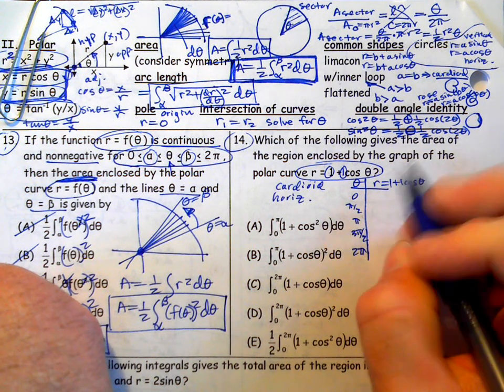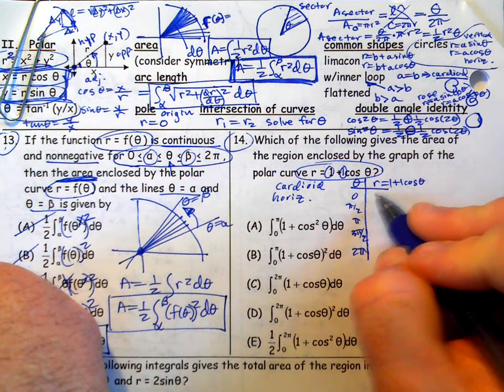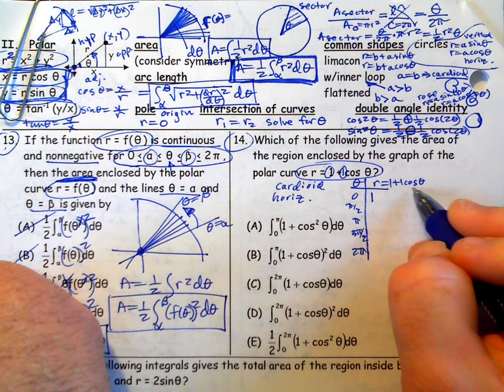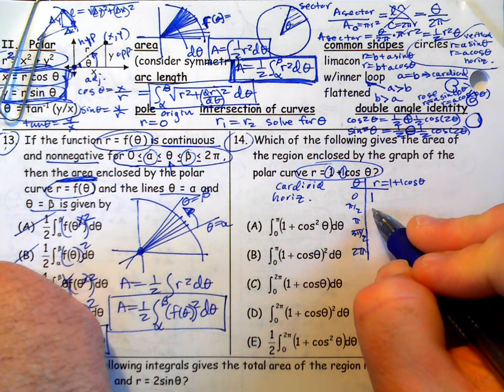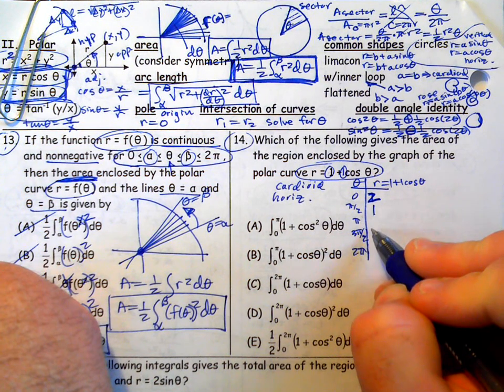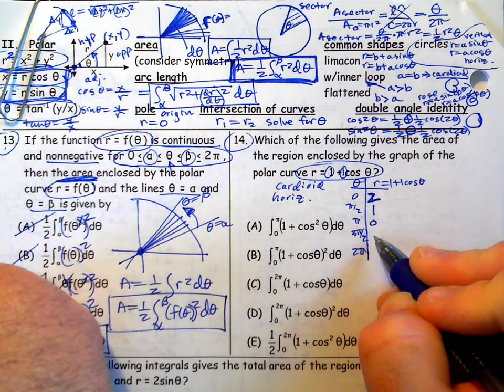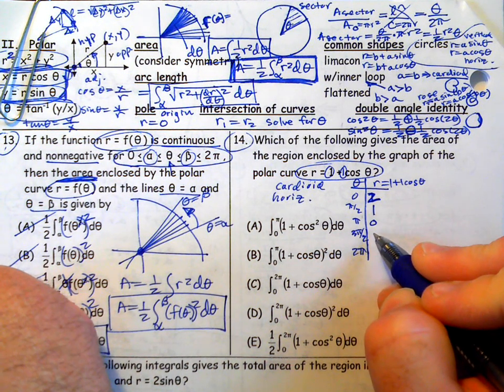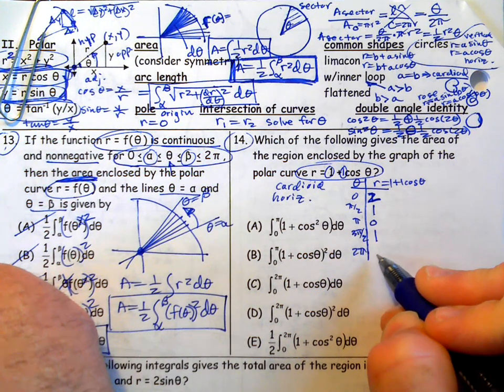So when the angle is 0, cosine 0 is 1, so 1 plus 1 is 2. Cosine pi over 2 is 0, so you get 1. Cosine pi is negative 1, you get 0. Cosine 3 pi over 2 is 0, you get 1. Cosine 2 pi is 1, you get 2.